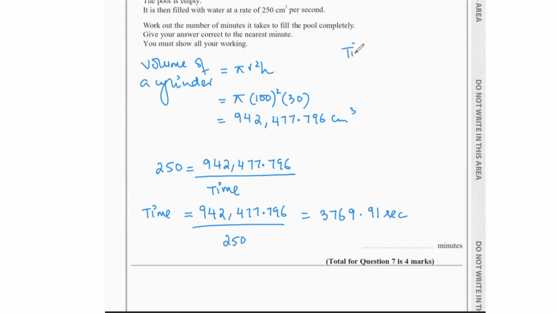Now, time in minutes is going to be 3769.91 divided by 60, because 1 minute has 60 seconds. So 1 second has 1 over 60 minutes, which is going to give us 62.83 minutes. Since it wants the answer correct to the nearest minute, the nearest minute is going to be 63. That is your answer.